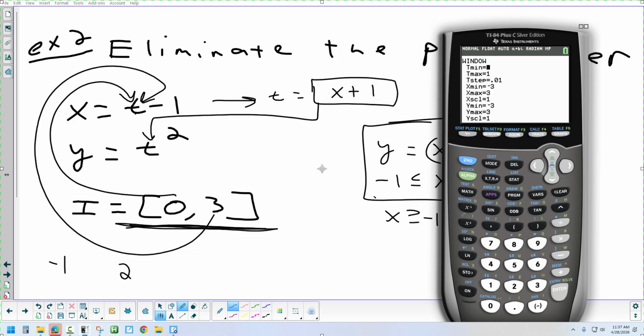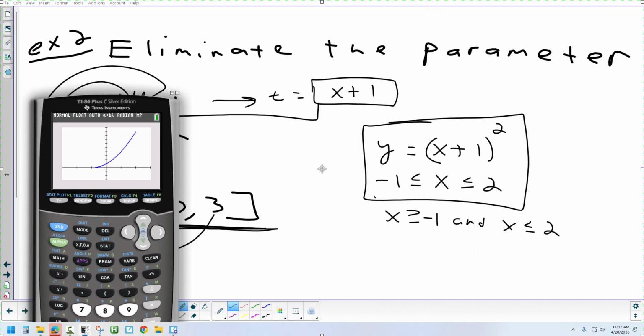Always set your window. So 0 to 3. And let's do the t step at 0.1, and I'm going to talk about the t step now. Let's hit graph. Negative 3 to 3 wasn't enough, so let's set the y max at 6. How high do I go? Well, 3 squared is 9. So let's just set the y max to 10. If you don't know where it stops, you're going to be guessing like I did. So sometimes it's quicker to just figure out where it stops.